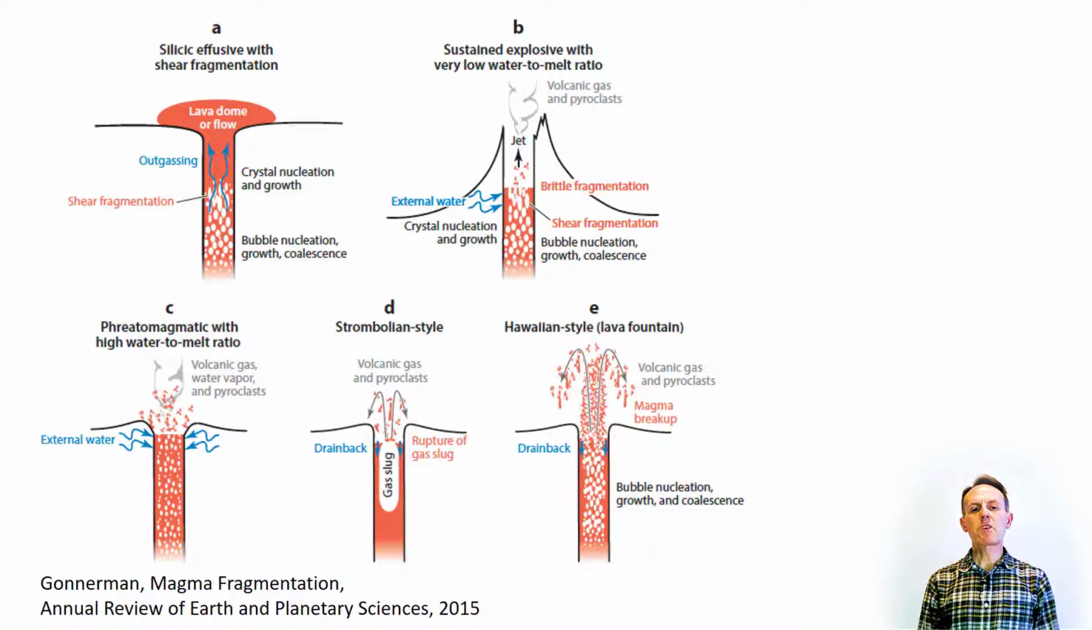Another type of magma fragmentation occurs if magma comes into contact with external ice and water, for example during eruptions that happen on ice-covered volcanoes, when huge volumes of ice can melt. Thermal energy of the magma will vaporize water and quench magma, causing fragmentation. Let's look at each of the panels in this figure separately.